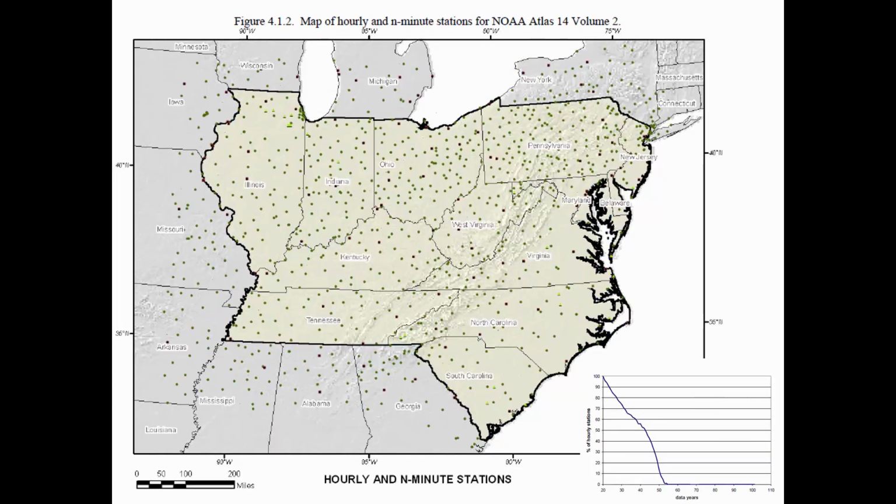Here's the stations where they have data that's available either on an hourly basis or anything more frequent than hourly. And so now this is really thinning out the herd. In each state, in West Virginia, there's maybe 15 stations where hourly data is available, in most cases at airports.